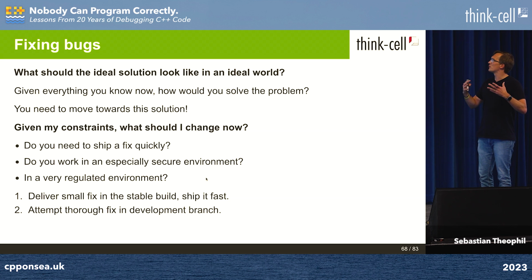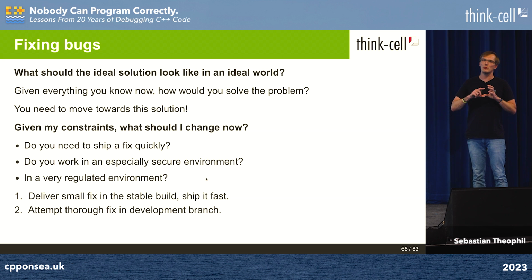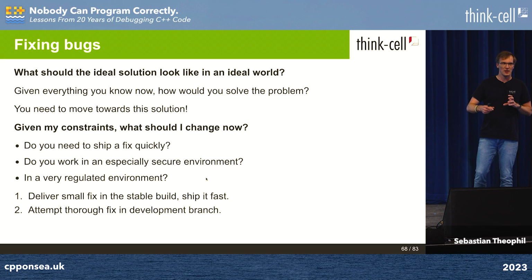And given everything you know now about the bug, about the problem you're trying to solve, what would the ideal solution look like if you could start from the beginning? And when you figure out what that ideal solution would look like, then maybe you can figure out how you can move towards that solution, now that you're back in the real world.